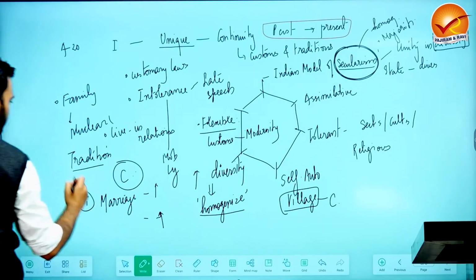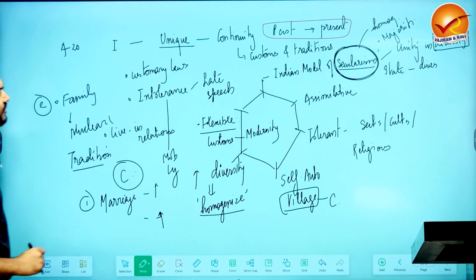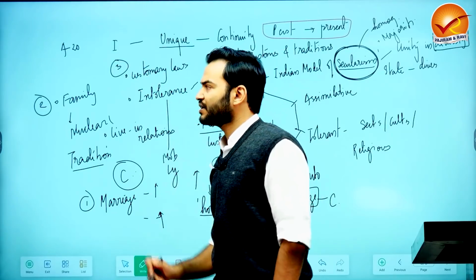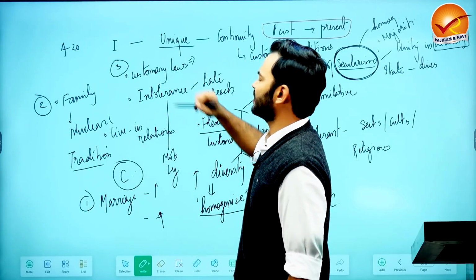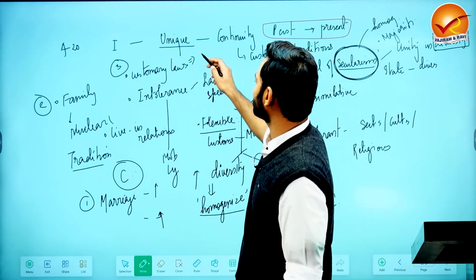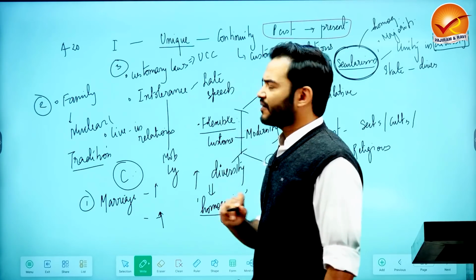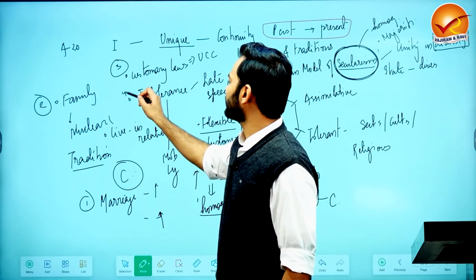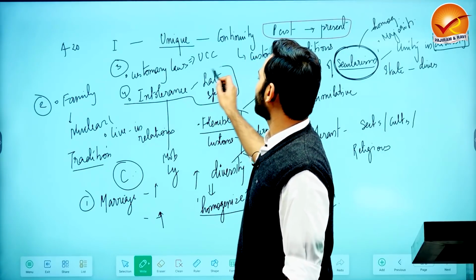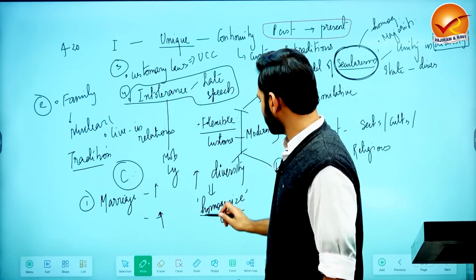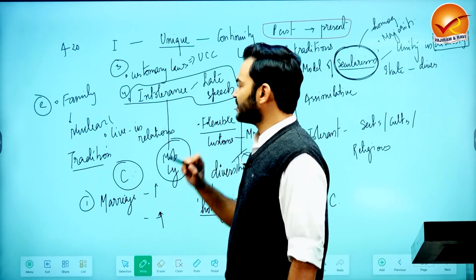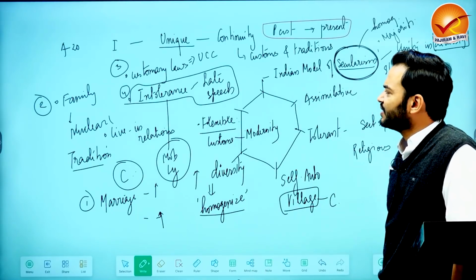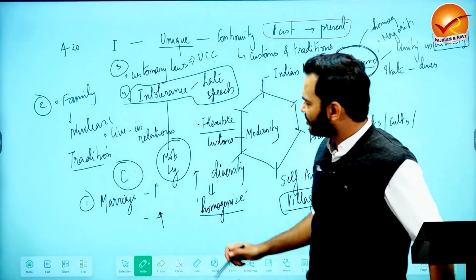Changes in marriage, point number 1. Changes in family, point number 2. Declining importance of customary laws, 3. How we can justify declining importance of customary laws? The state wants to bring uniform civil code. Then 4th, growing intolerance, rise in hate speeches and increased incidences of mob lynching. So this all you can write in conclusion, that Indian society is going through all these changes.